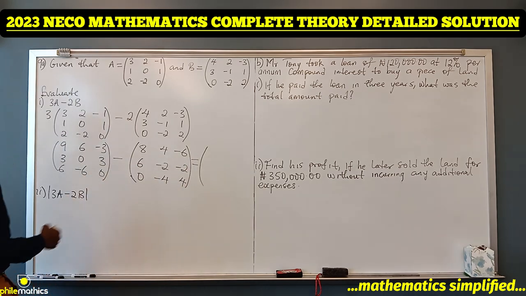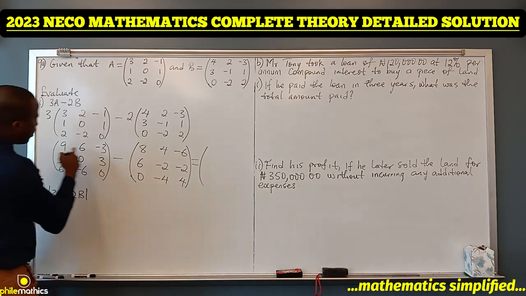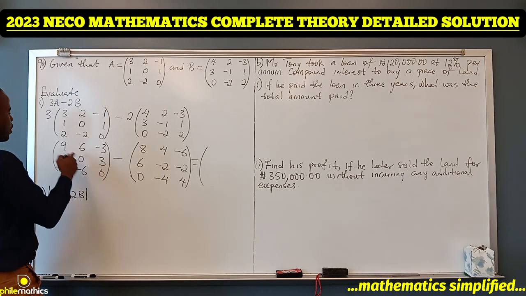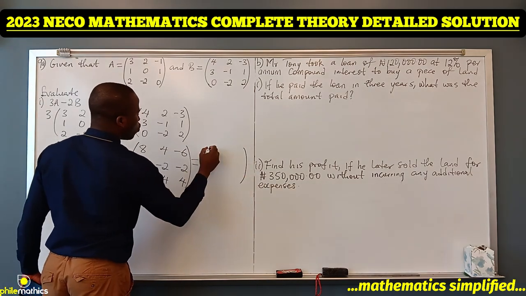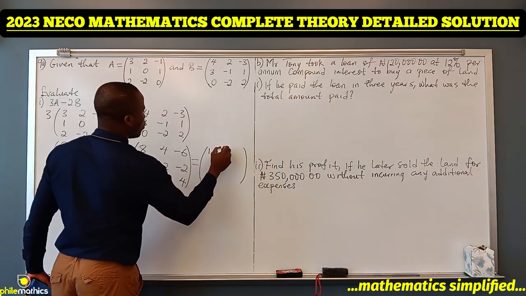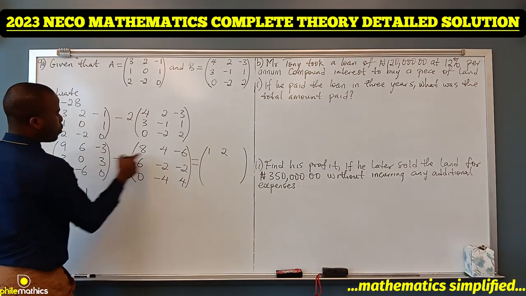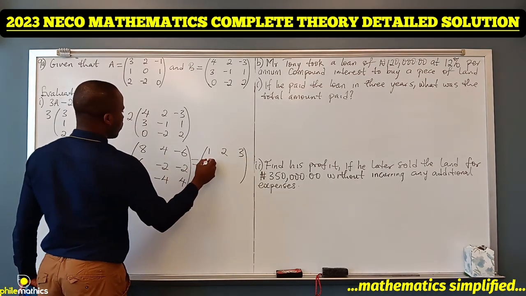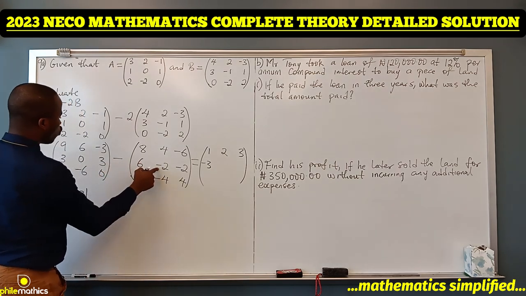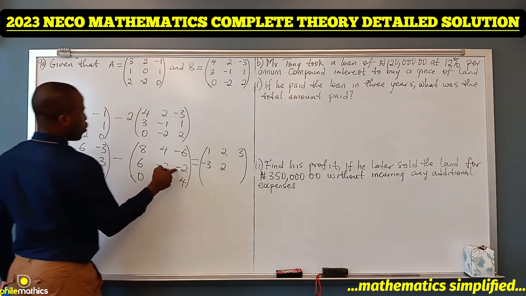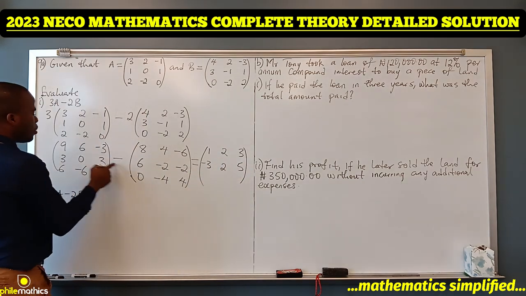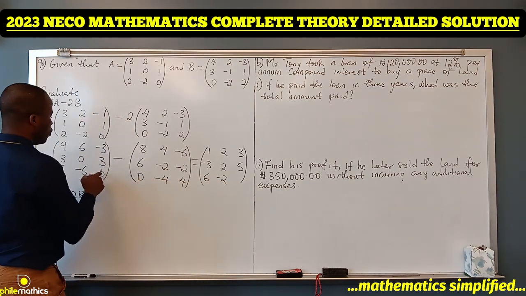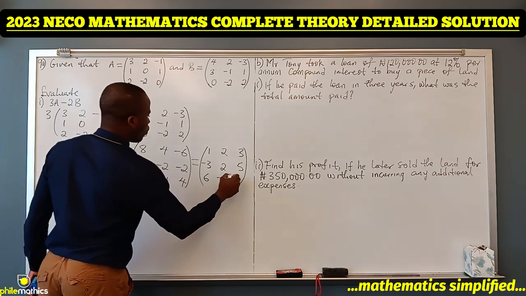If we subtract these two matrices, we have to subtract the corresponding entries. So the first entry subtract the first entry, the second entry subtract the second entry, likewise the rest. 9 minus 8 is 1, 6 minus 4 is 2, minus 3 minus minus 6, so minus 3 plus 6 is 3, 3 minus 6 is minus 3, 0 minus minus 2 is 2, 3 plus 2 is 5, 6 minus 0 is 6, minus 6 plus 4 is minus 2, 0 minus 4 is minus 4.